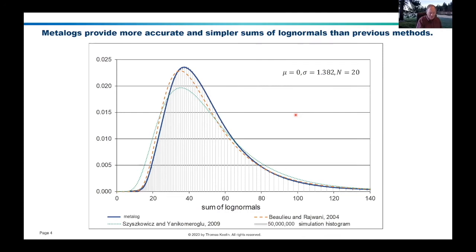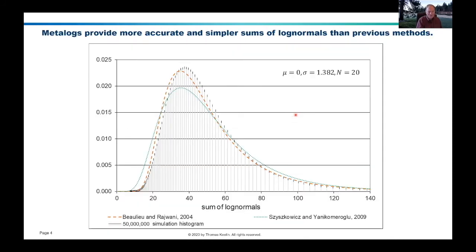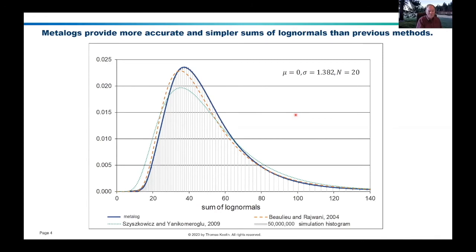Let me show it to you again. There is without it, and the gold standard is that orange curve. Well, we now have a new gold standard, which is the log metalog representation of the sum of log normals. And it's virtually exact. You can't see the difference. Now you might say, well, wait a minute, is that just for this one particular n of 20 and this one particular sigma of 1.382? And the answer is no.